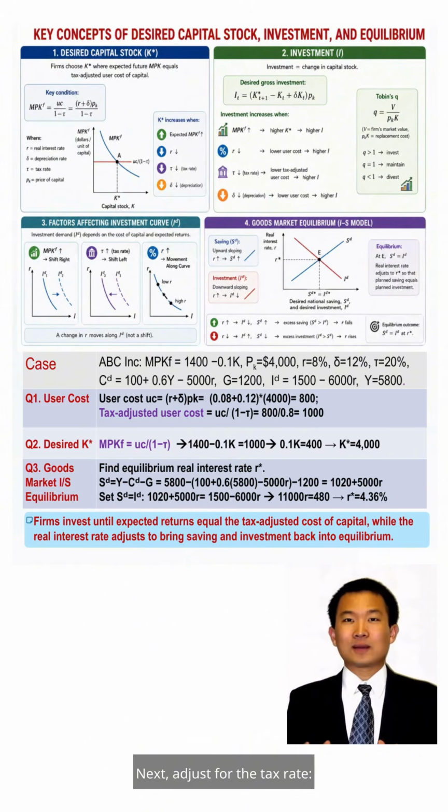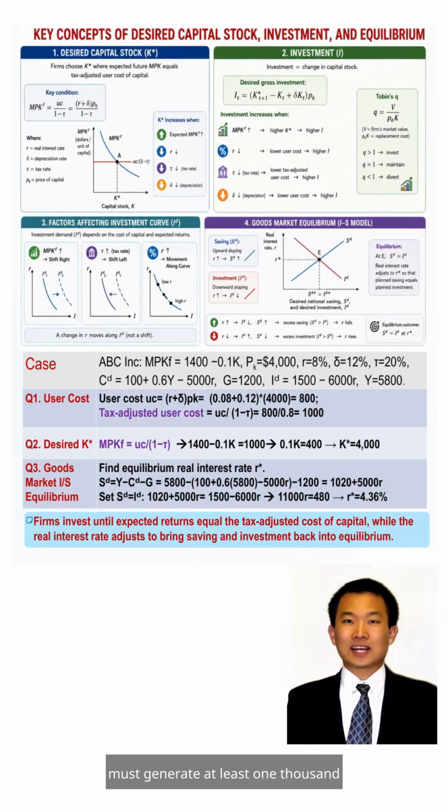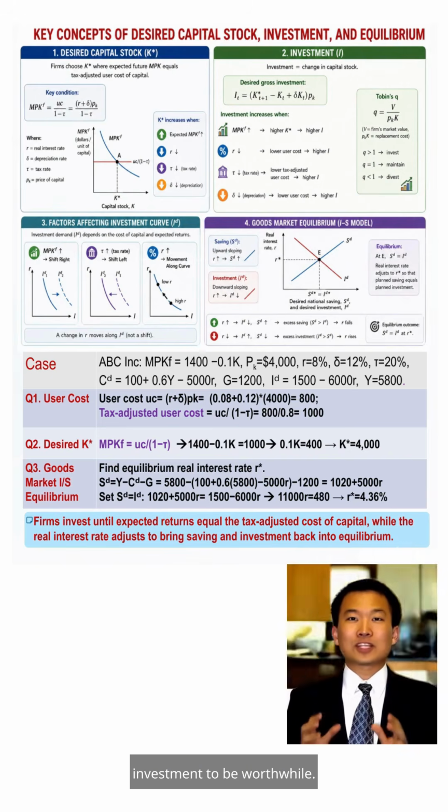Next, adjust for the tax rate. 800 divided by 1 minus 0.2 equals 1,000. This means that for the company, adding one more unit of capital must generate at least $1,000 in future returns for the investment to be worthwhile.